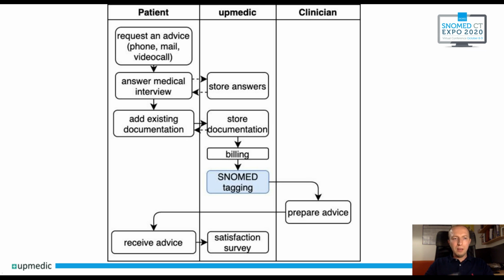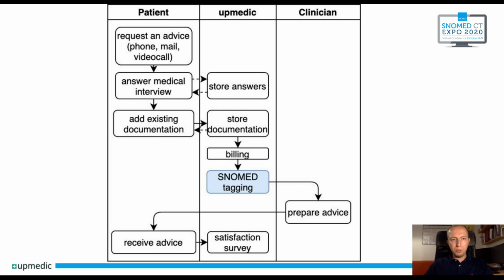So we can make the interview more detailed based on answers formulated by the patient. The patient can request advice, then they answer the medical interview and submit the answers to the system. They can attach existing medical documentation to their answers. The system stores all of these pieces of information and then bills the patient.